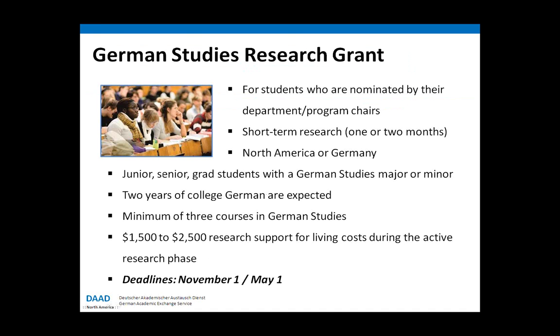Next, I'll just briefly mention the German Studies Research Grant. This is a grant for students in the field of German studies who are nominated by their department or program chairs, and it's designed to help support short-term research, 1 to 2 months of research in North America or Germany. Essentially, it's geared towards junior or senior or graduate students who are, as I said, a German studies major or minor. And essentially, it's comprised of $1,500 to $2,500 lump sum of research support for living costs. That, of course, depends on the nature of your study proposal, what you plan to do.